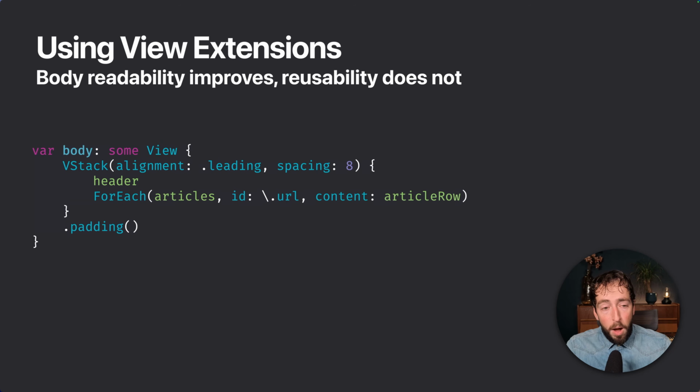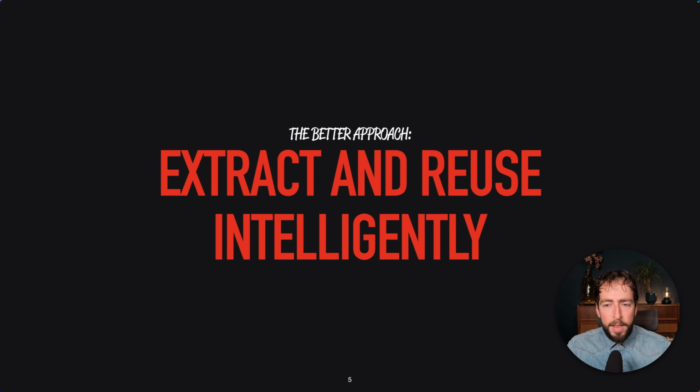This is how it would look if you use those extensions. So you have the header property, and you can use the for each accordingly. It works, but I think there's a better approach. And that is extracting and reusing intelligently.